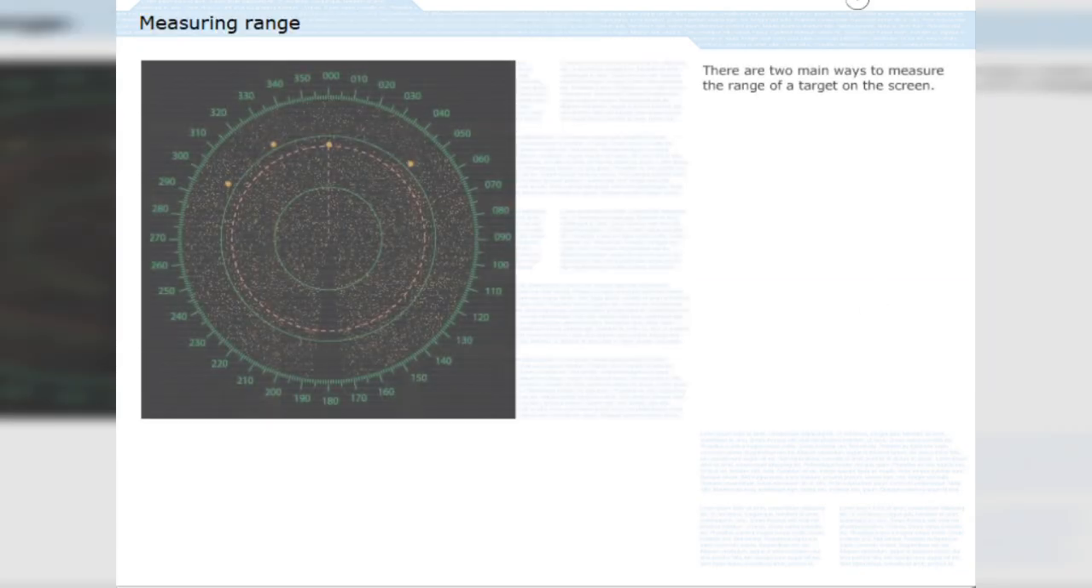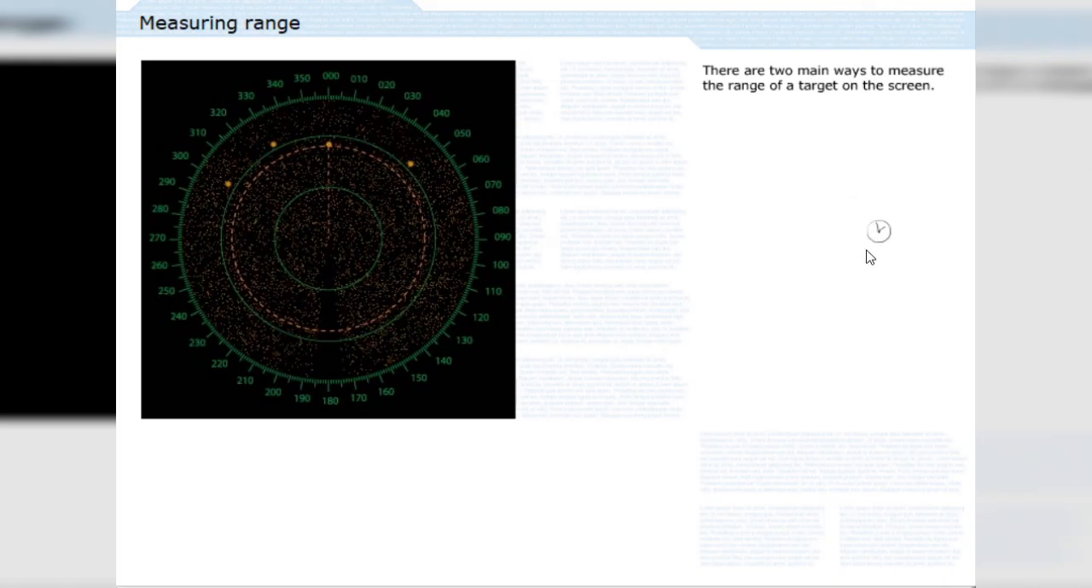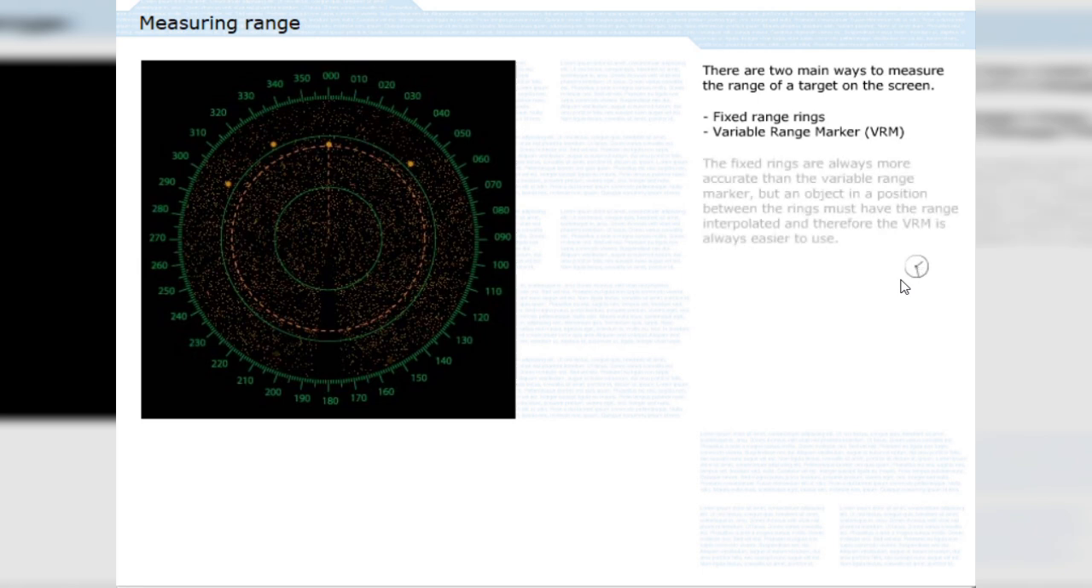There are two main ways to measure the range of a target on the screen, either fixed range rings or variable range marker. VRM is the usual abbreviation for the variable range marker. The fixed rings are always more accurate than the variable range marker, but an object in a position between the rings must have the range interpolated, and therefore the VRM is always easier to use.